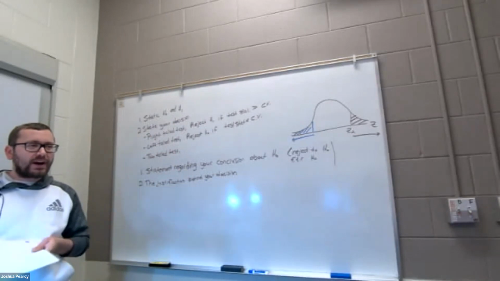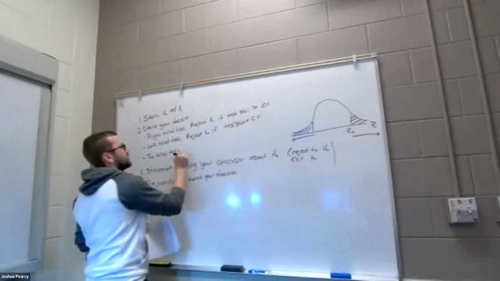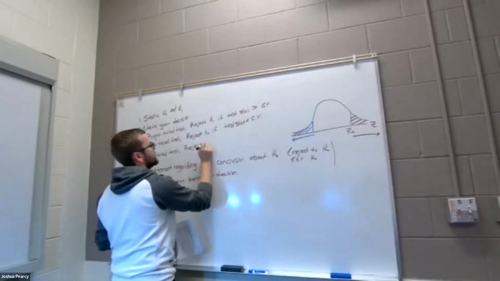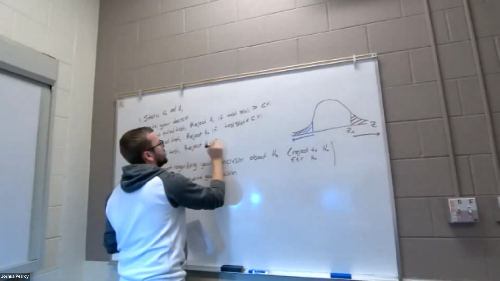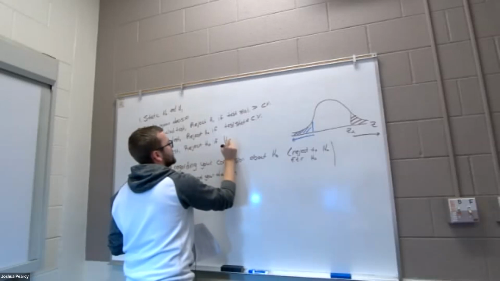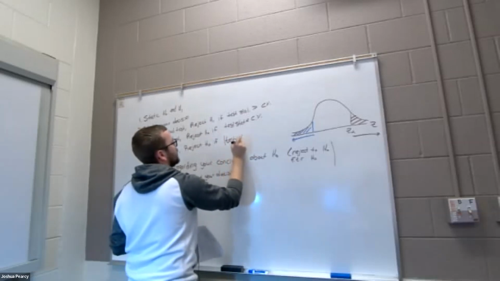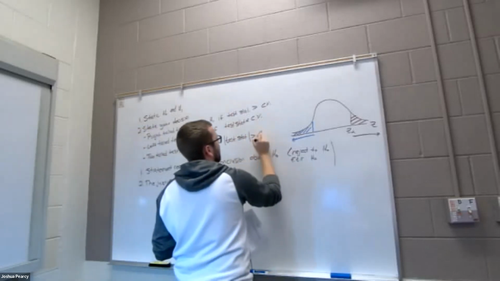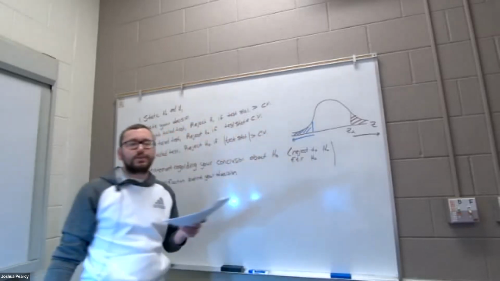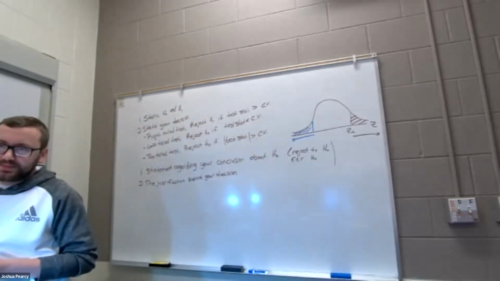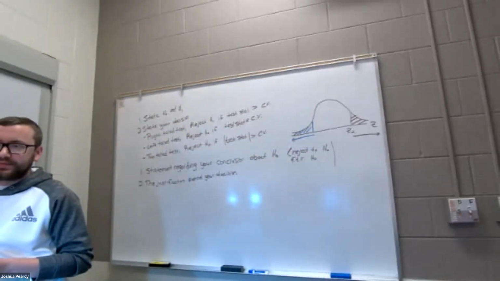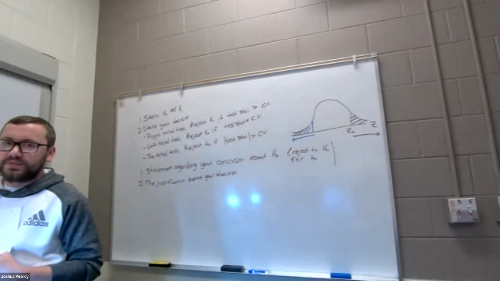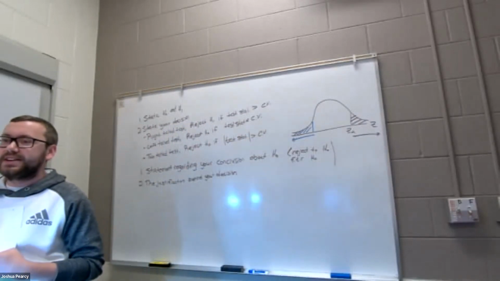So the way I write it, reject the null hypothesis if the absolute value of your test statistic is greater than the positive critical value. Does everyone want me to explain why that is?